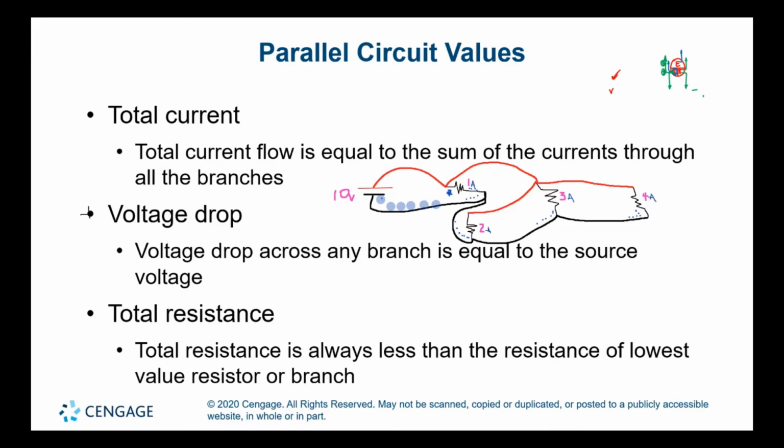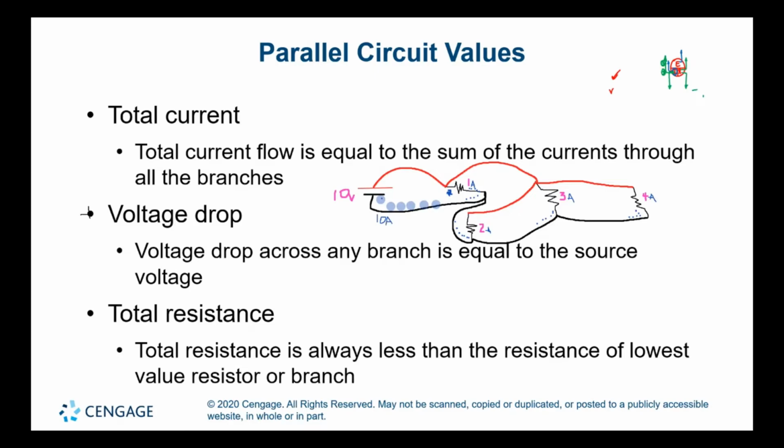So that means that the value of this little circle here, the total current which is coming off the power source, is going to be equal to 4 plus 3, 7, plus 2, 9, plus 1, 10. It's going to be equal to 10 amps.